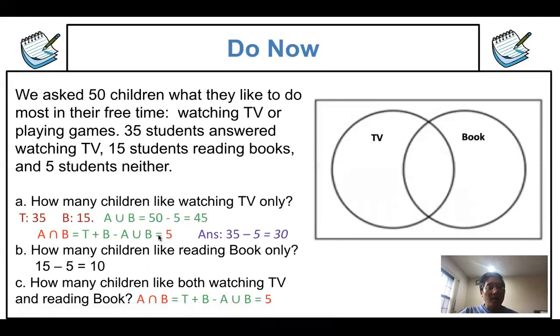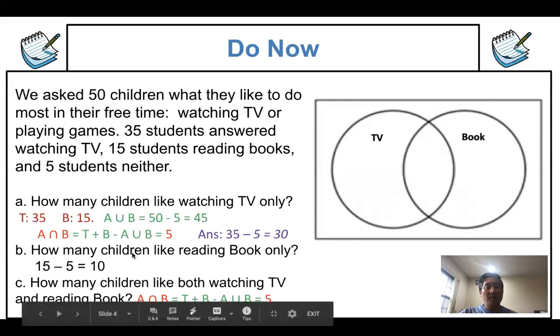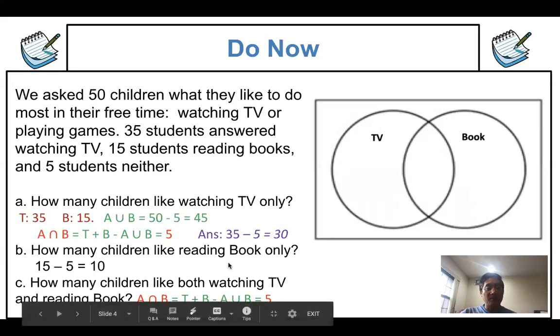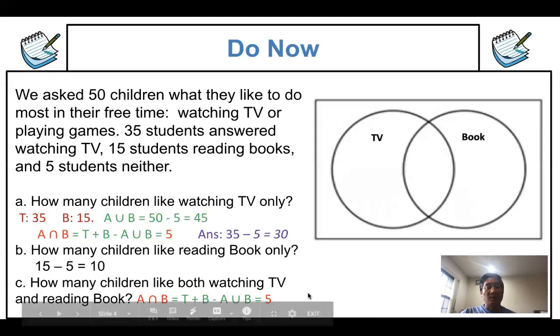Now let's go back to our original question. How many children like watching TV only? TV only is from the TV, you subtract the intersection. So 35 minus 5 is 30, right? Now second part, how many children like reading book only? Now you subtract the 5 from the book. So 15 minus 5 is equal to 10. Make sense? Okay. So how many children like both? We already did this. Intersection, we already counted. So 5.